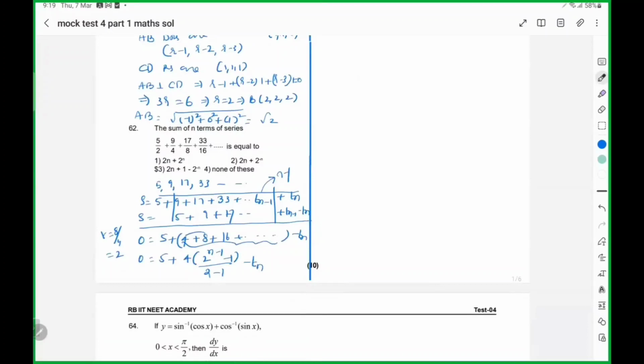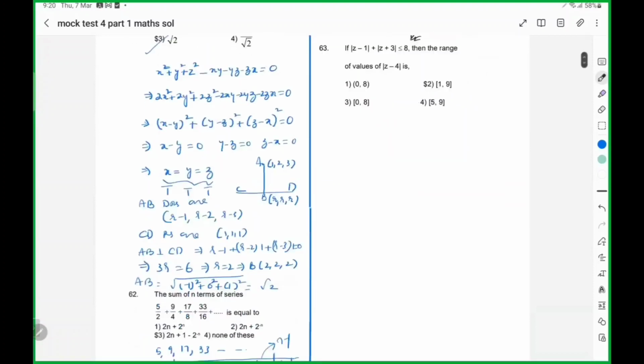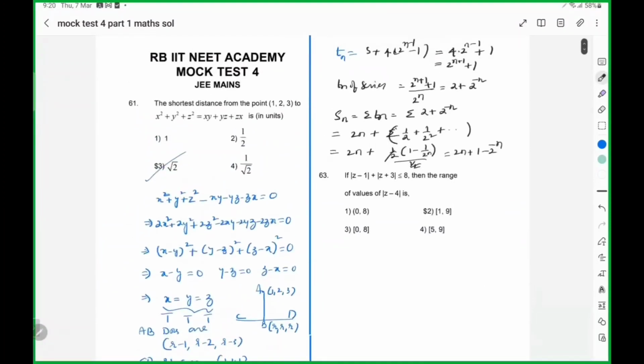So what he is asking is the sum of n terms, Sn, which will be sigma Tn, sigma of 2 plus 2 power minus n. Sigma of the 2's over n terms is 2n. Here you write 2 power minus n as half plus one-half squared and so on, so 2n plus half into (1 minus 2 power minus n) by half, which gives 2n plus 1 minus 2 power minus n. So the third option is correct.